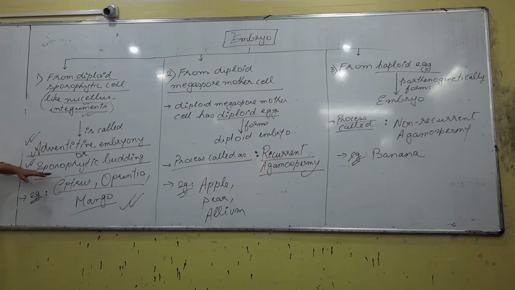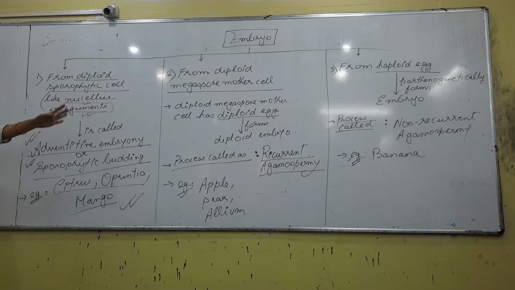In the form of a bud. So we have a process that is called sporophytic budding. Who acts as the sporophyte, or who acts as the main cell that would form the embryo? It is the nucellus and integument. So maximum questions have been asked about these words. Remember the words nucellus, integument, sporophytic, budding, and the examples.